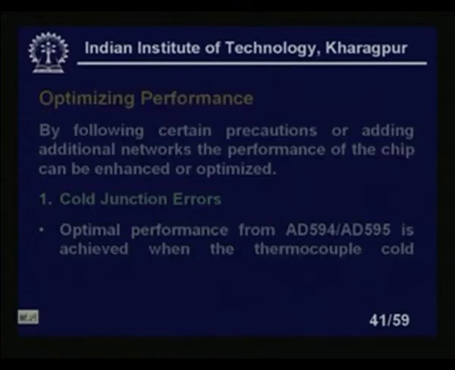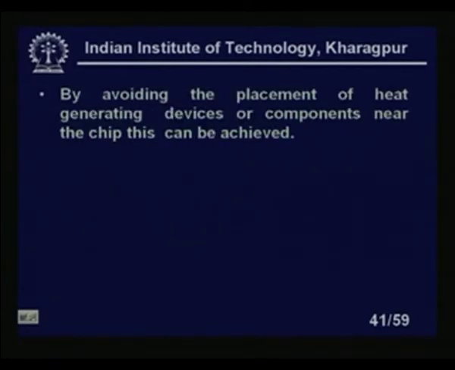So, this will satisfy this statement, the cold junction errors will not be there. This can be achieved by avoiding the placement of heat generating devices or components near the chip. If I put any heat generating things like transformers far away, this problem can be easily solved.